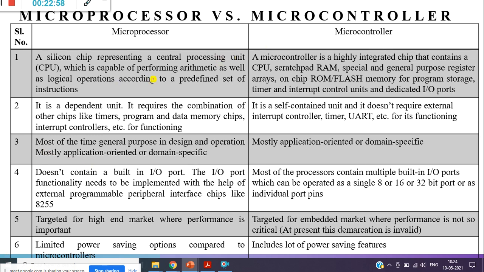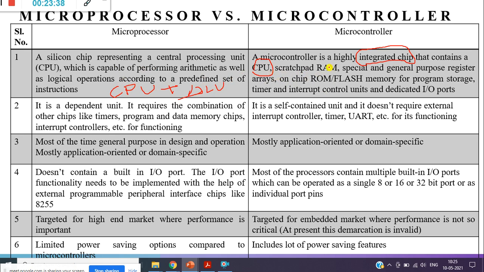A silicon chip representing the CPU is capable of performing arithmetic as well as logical operations according to a predefined instruction. That's what a simple CPU is. It is nothing but a chip consisting of an ALU, in simple terms. What about a microcontroller? A microcontroller is a highly integrated chip which contains a CPU along with the CPU. Look here, here it is only CPU plus the arithmetic logic unit, ALU.